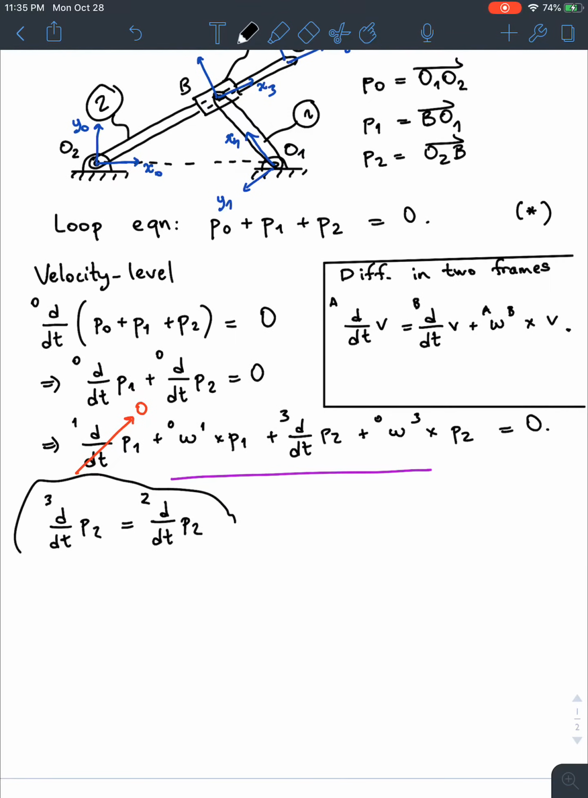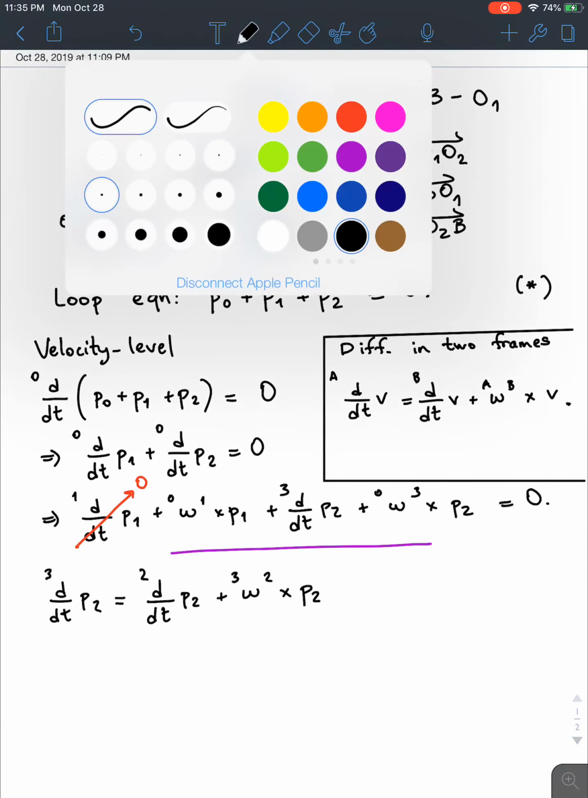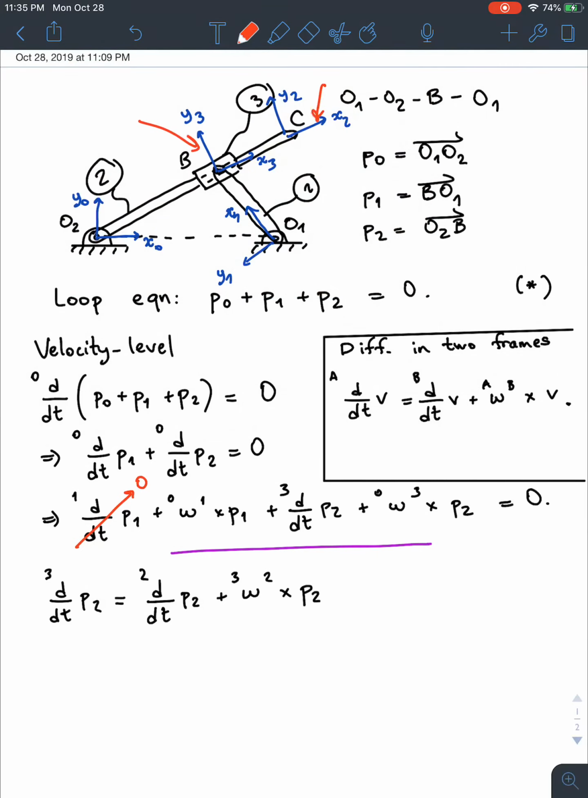So what I'm going to do here is start with the derivative of P2 in the third frame. 3 is my A in the differentiation in two frames formula, and express it as a derivative of the same vector in 2. What do I have to add? My correction factor is the angular velocity of frame 2 in frame 3 cross the same vector P2. But notice the diagram. These second and third frames, they're always parallel to each other. The axes of the second and third frames are always parallel to each other.